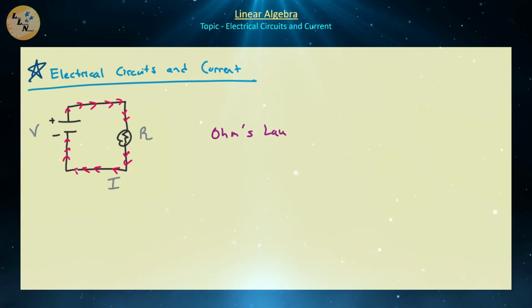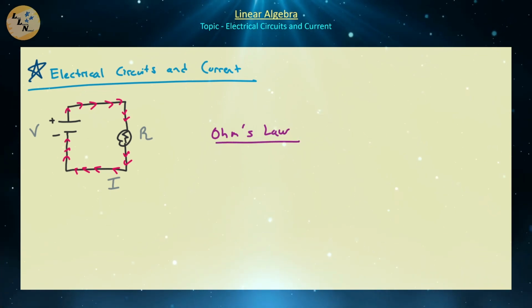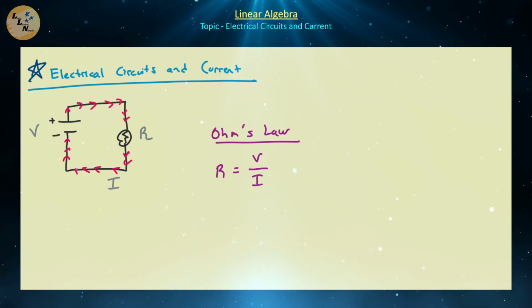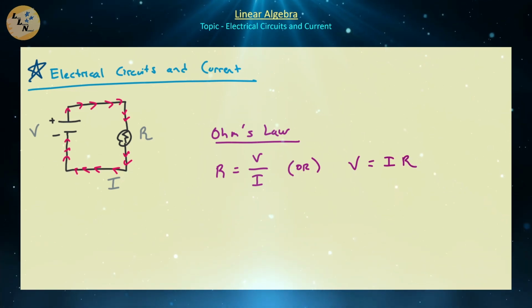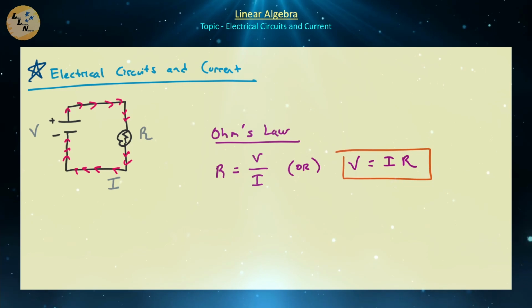So Ohm's Law states that resistance is equal to voltage divided by current. Some people also prefer to remember this as voltage is equal to current times resistance, right? And this is actually going to be the perspective that we're going to be working with so that we don't have any fractions. So let's lay out what each of these things stand for.